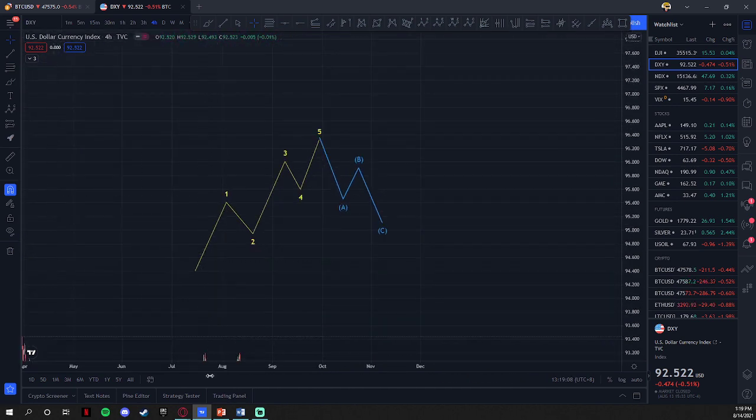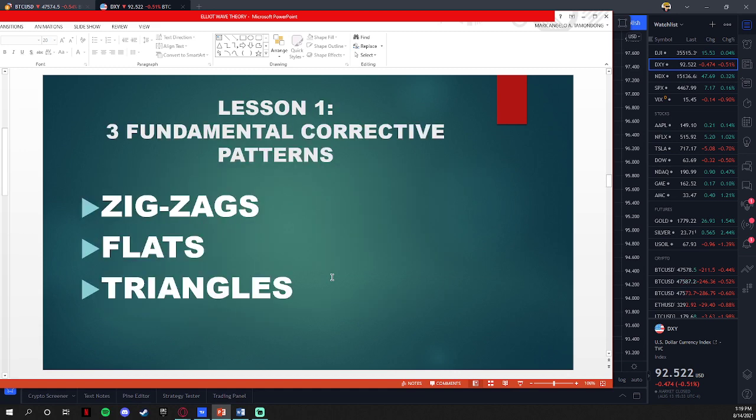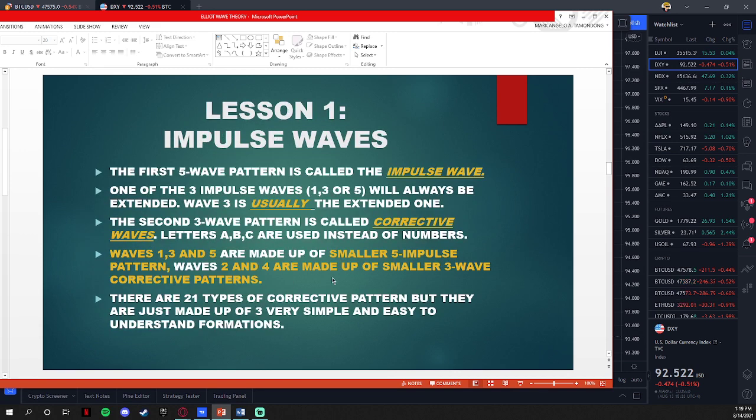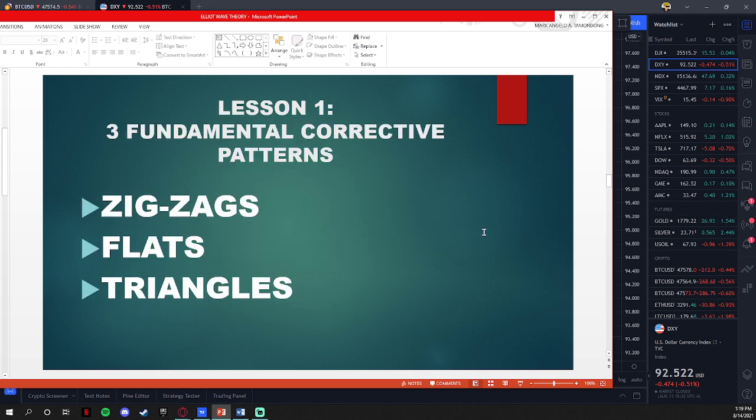There are 21 types of corrective patterns, but they are made up of just three simple and easy to understand formations. The three fundamental corrective patterns are the zigzags, flats, and triangles.